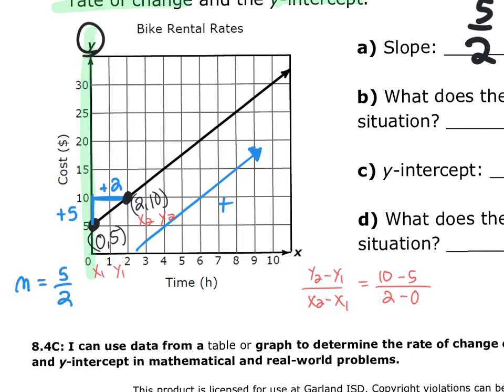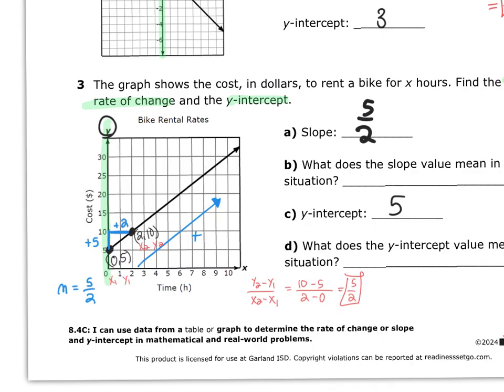Beautiful. 10 minus 5 is 5, and 2 minus 0 is 2. Look at that. There it is. Just like we knew we would get. 5 over 2 is our slope. So we go up 5 and over 2, up 5 and over 2, and we will always land on the line. Now we need to talk for a minute about what all of this means.